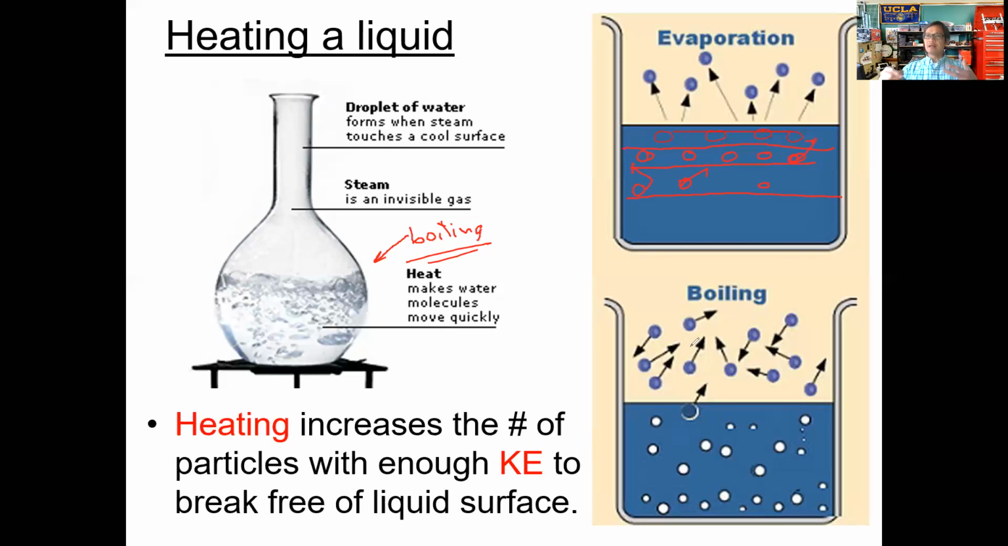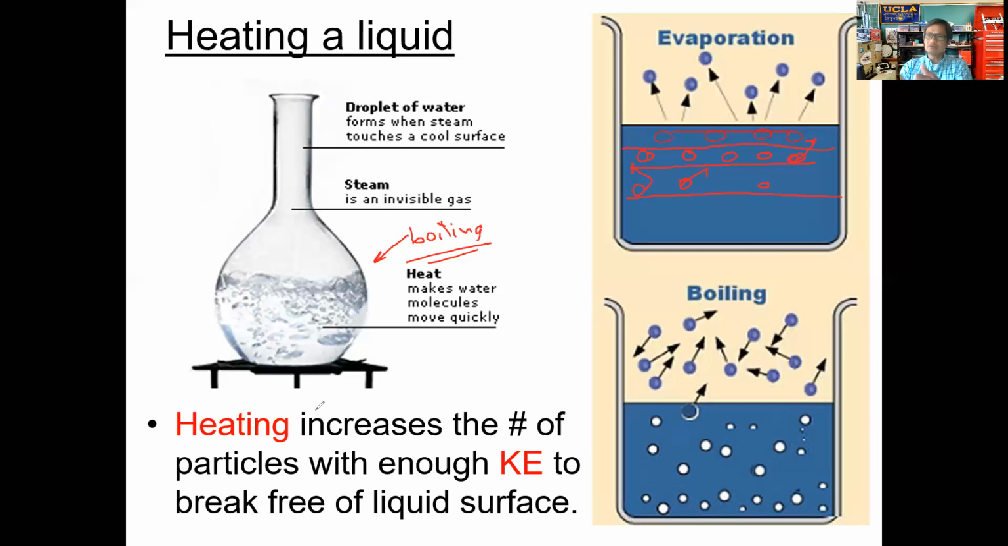So that answers the question that we started out with. I started out by asking you, how does increasing the temperature of a liquid increase its kinetic energy and thus the evaporation? Why does evaporation increase with increasing temperature? The kinetic energy, and so here's our answer. Heating increases the number of particles at the surface. And remember, these are particles at the surface that will have enough kinetic energy to break free.